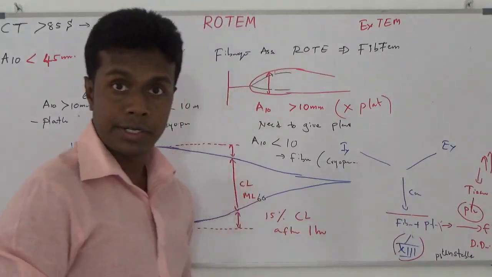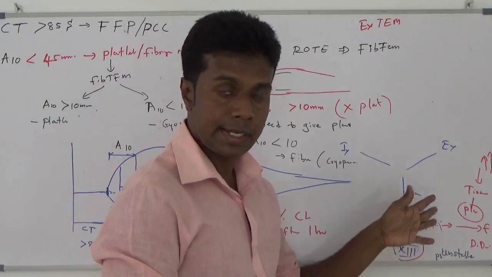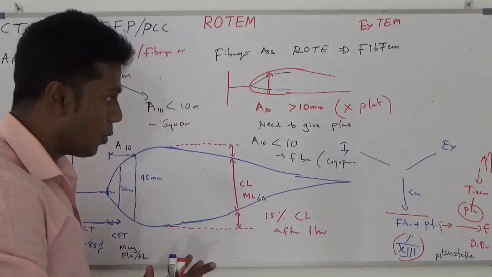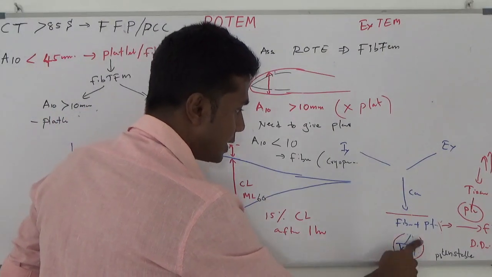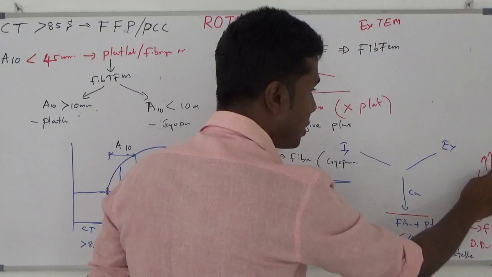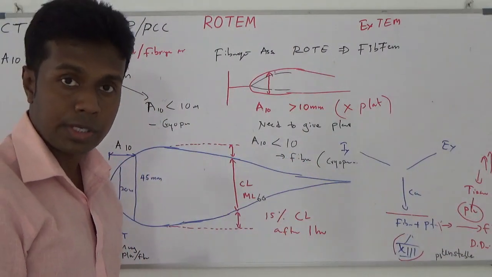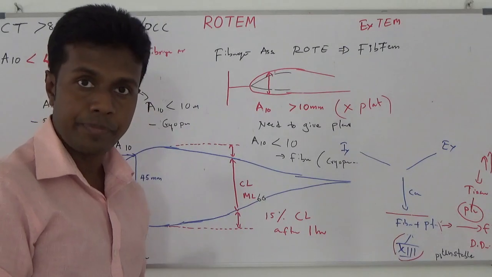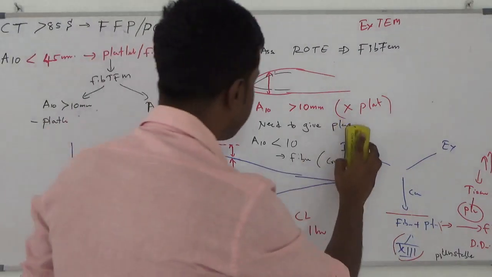your increased tissue plasminogen activity, or clot lysis activity, is increased. If so, I have to identify whether to give factor 13 or whether to stop fibrinolysis. For that, I am going to do APTEM. APTEM means I will erase it from here to here.